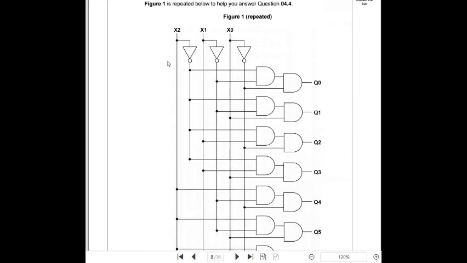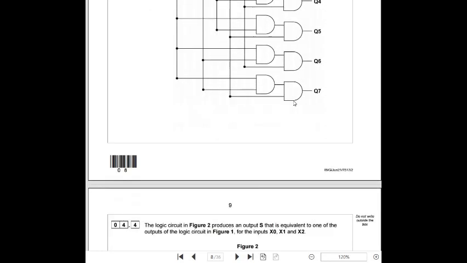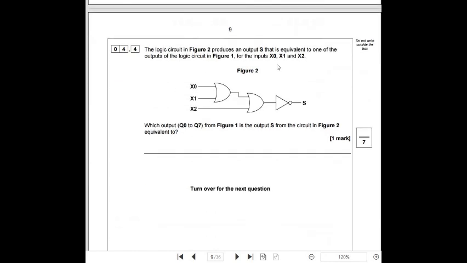Okay, so this is the same circuit that we've done before, to help you answer 4.4. So what we need to do, we've got a logic circuit in figure 2. We'll produce an output S that's equivalent to one of the outputs in figure 1. The inputs x0, x1, x2. So which output, Q0 to Q7 from figure 1, is the output S in the circuit figure 2? So if we have a look at this logic circuit, we've got 2 OR gates and a NOT gate.